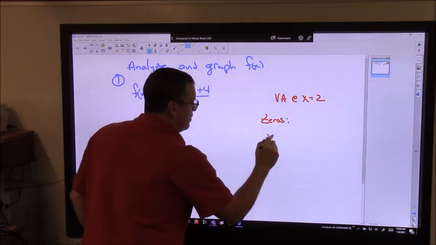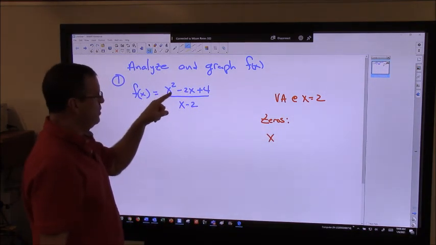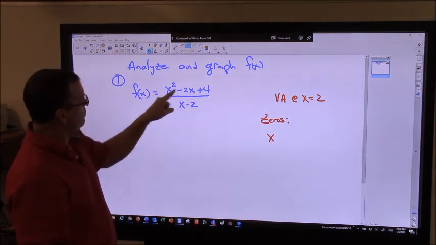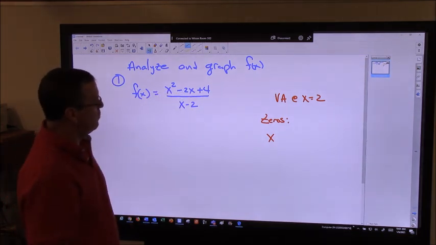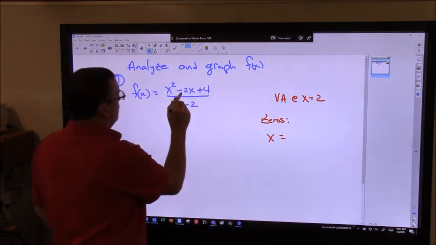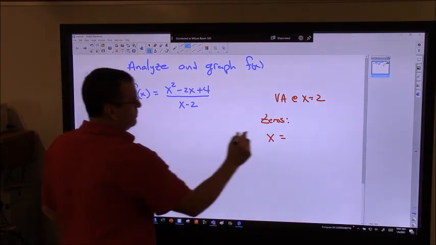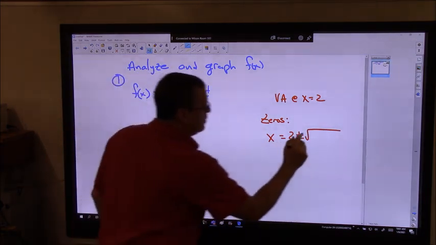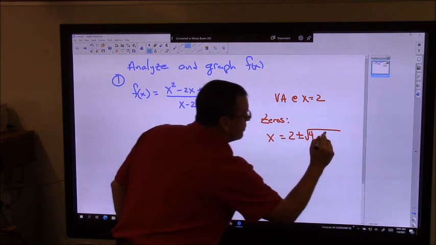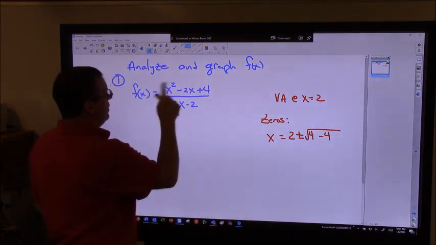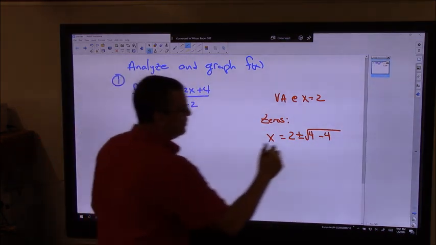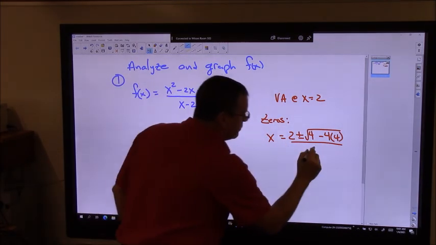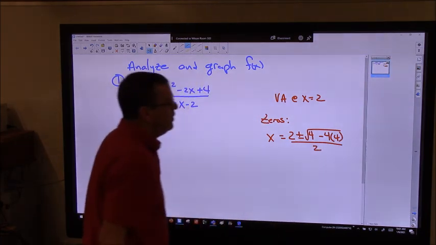I would say, remember that saying that the only way a fraction equals 0 is if the numerator equals 0? That's what I'm looking for now. So if I want to set this equal to 0 and solve, I'm just going to use the quadratic formula, and I'm going to say negative b plus or minus the square root of b squared, that's 4, minus 4 times AC, so A times C would be 4, all over 2A, which is 1. Or 1 times 2 is 2.